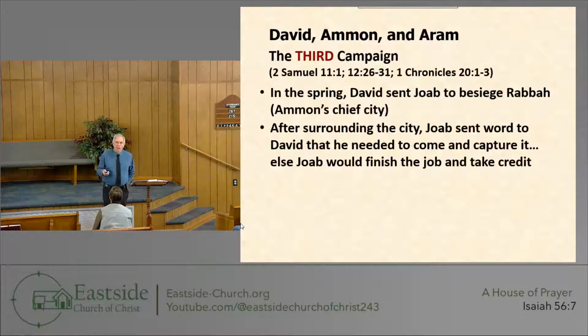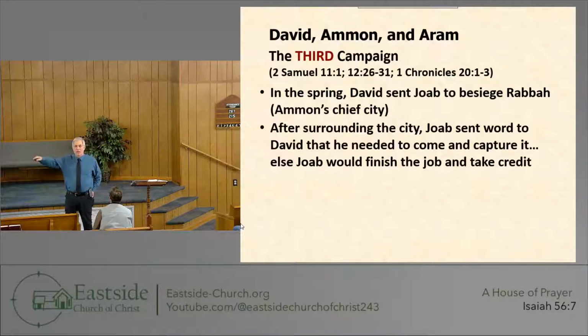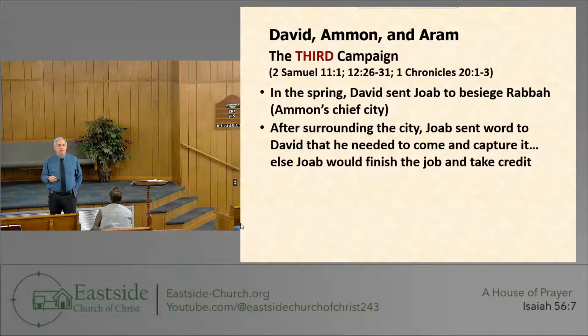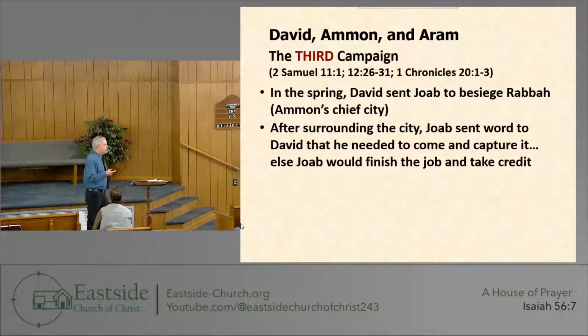So after surrounding the city, this isn't recorded until after the incident with Bathsheba. So we know some long time goes on for all of that to occur, that occurred with Bathsheba. After that kind of gets through, Joab sends word to David in 2 Samuel chapter 12 and says, I've surrounded the city, we can take it, but if I take it, I'm going to get all the credit, you're going to get none of the credit. Why don't you come so you can get the credit for winning this victory? And so David does that.